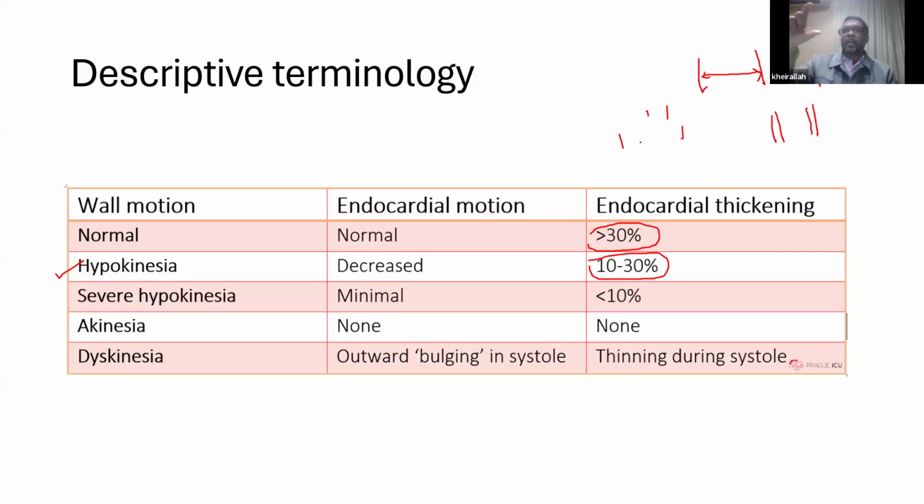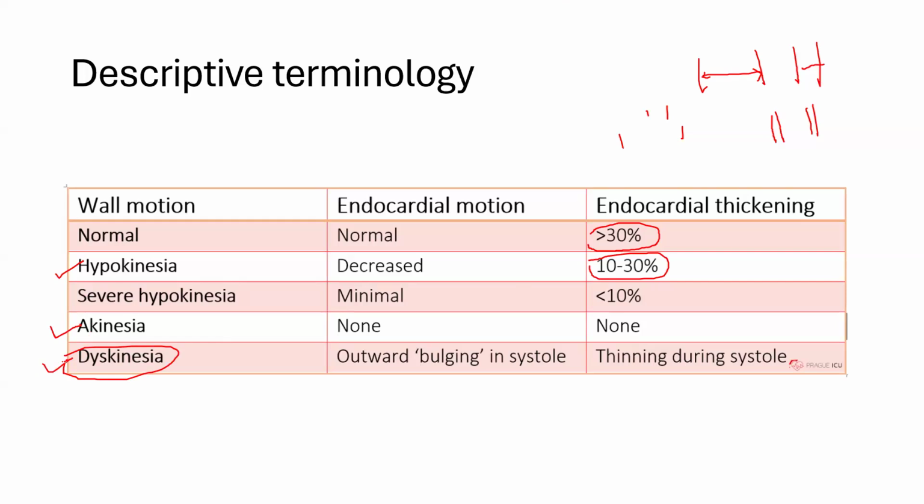Paradoxical meaning, usually in systole it gets thick, in diastole it gets thin, it gets stretched out, right? That's the normal thing. Any segment thickens during systole and stretches during diastole. Now in dyskinesis, the opposite happens. In systole, it bulges out. In diastole, it comes in. Okay, so this is a case of severe akinesis with dyskinesis. So now, remember, we have hypokinesis, we have akinesis, we have dyskinesis. Okay?